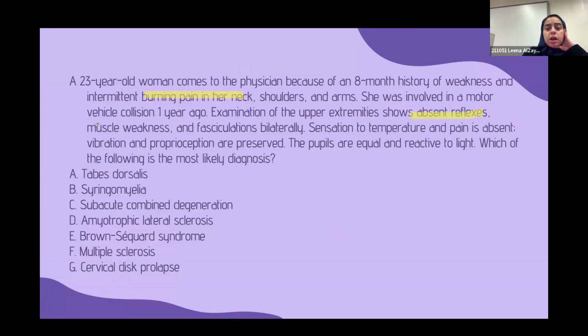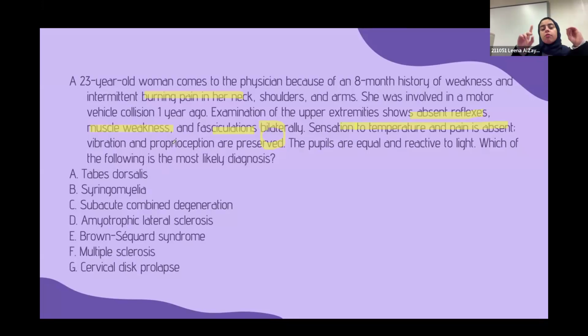Absent reflexes, muscle weakness, fasciculations bilaterally. We're talking bilaterally, okay? Sensation of temperature and pain are absent. Vibration and proprioception are preserved, so we know the dorsal column is good. Pupils are equal and reactive to light. We don't have cranial nerves involved. Which of the following is most likely the diagnosis?